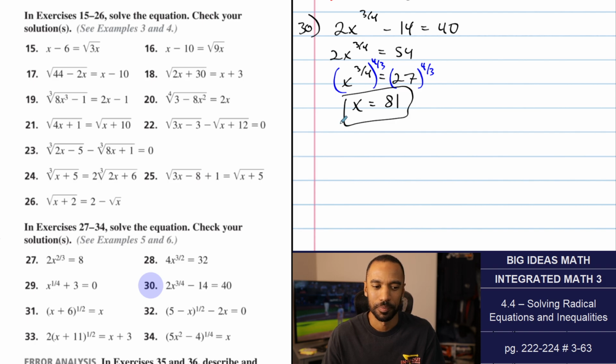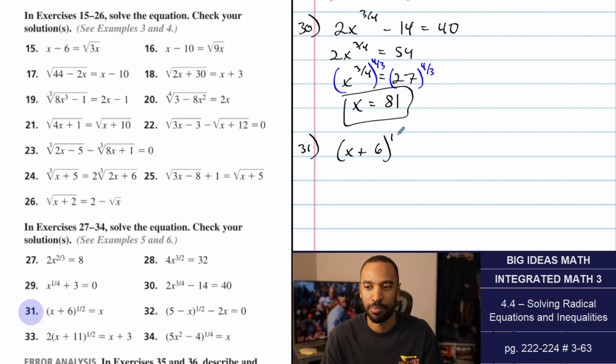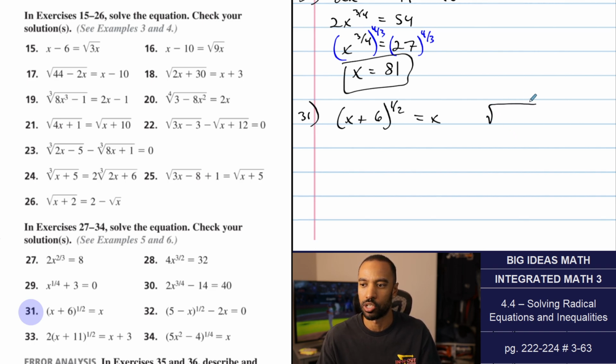Number 31. X plus 6 to the 1/2 equals x. Okay, it's these situations where you might want to double check things because now you have something outside of your radical. You say, Mr. Robinson, what radical? 1/2 power means square root of. And if you'd like to write that, go ahead. Listen, there's nothing wrong with turning this into square root of x plus 6 equals x if you feel more comfortable with it. You got to isolate this.